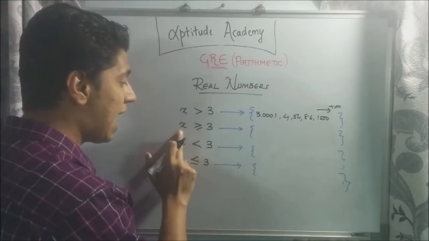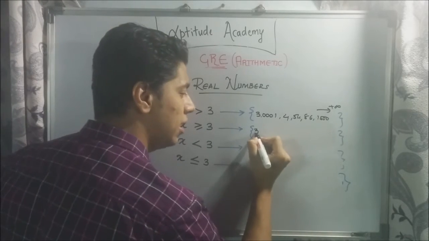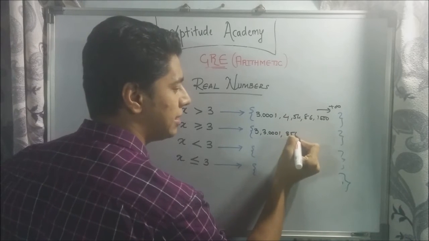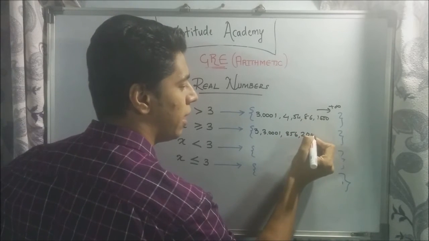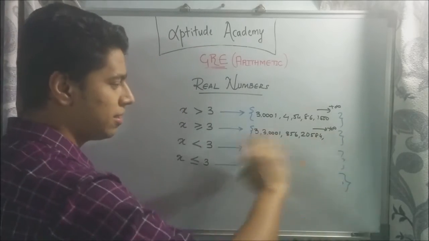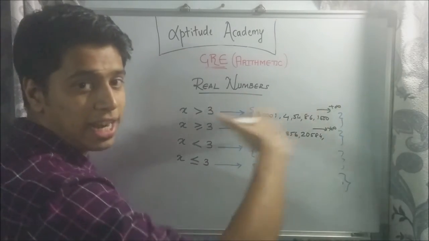Your second interval says x greater than or equal to 3. Since it says it's equal to 3, you can start it with 3, then 3.0001, 856, 20,584, goes on to plus infinity, right? It's infinite, it just goes on. But it can be equal to 3. So it starts with 3 and then goes on the RHS.